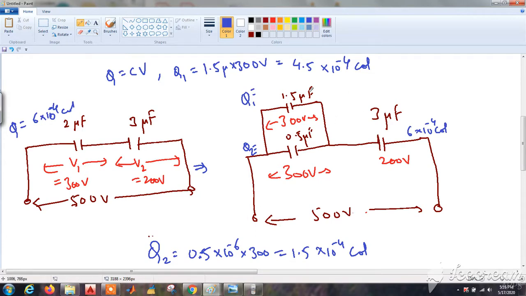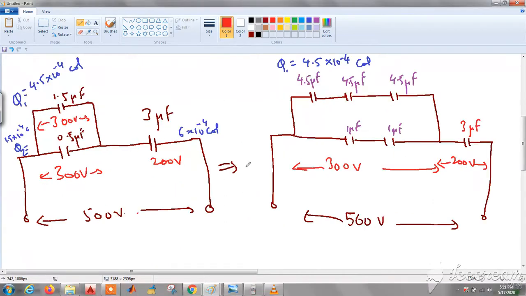Now let us go one step back in building our main circuit. Now let us split up these capacitors. We know that the charge will be the same when capacitors are connected in series. So the charge in all these 4.5 microfarad capacitors is 4.5 into 10 power minus 4 coulombs. So we have Q, we have C. Now let's find what is V across each of them. Let this be V1, let this be V2, let this be V3 volts.